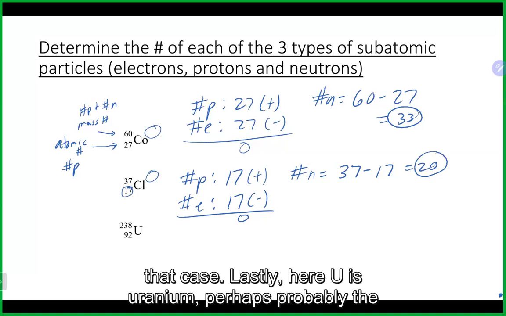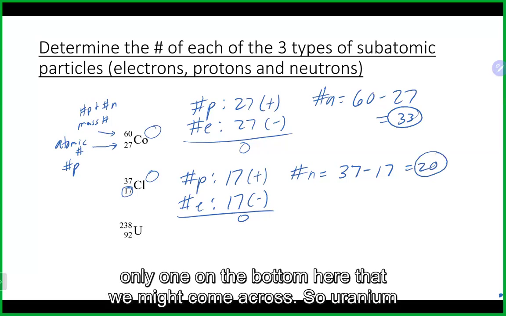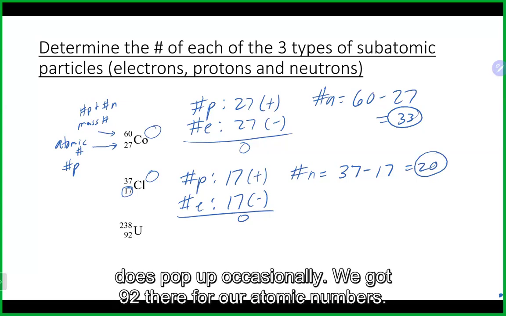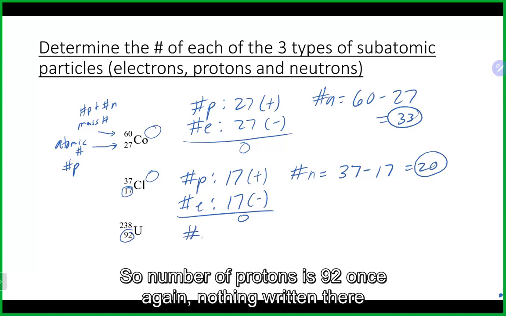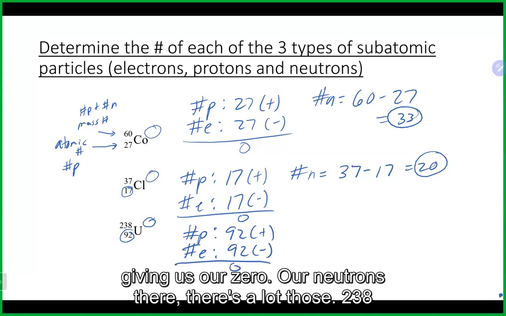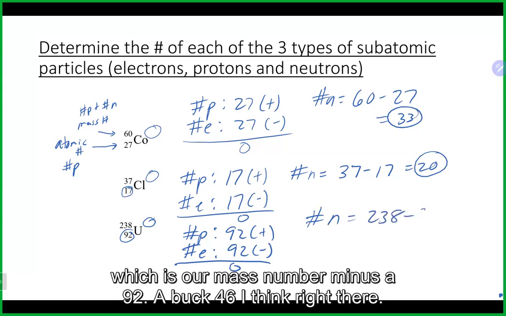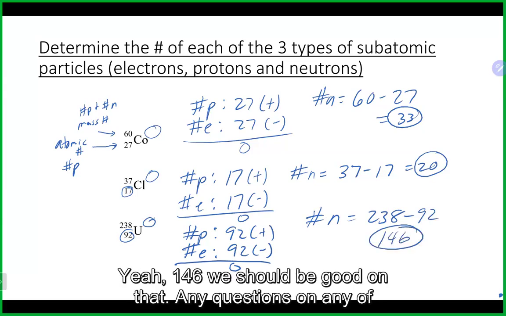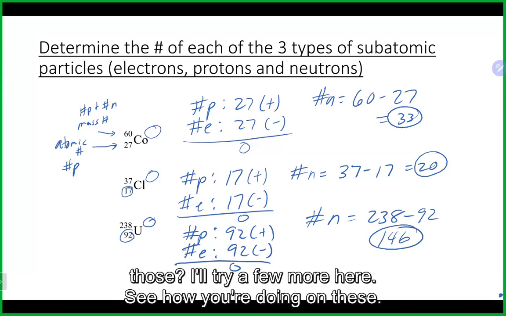Lastly here, U is uranium, perhaps probably the only one on the bottom here that we might come across. So uranium does pop up occasionally. We got 92 there for our atomic number. So number of protons is 92. Once again, nothing written there tells us equal number of electrons to balance it out, giving us our 0. Our neutrons, there's a lot. Those 238, which is our mass number, minus a 92, 146, I think, right there. Yeah, 146. We should be good on that. Any questions on any of those?